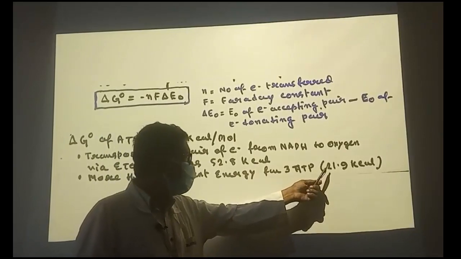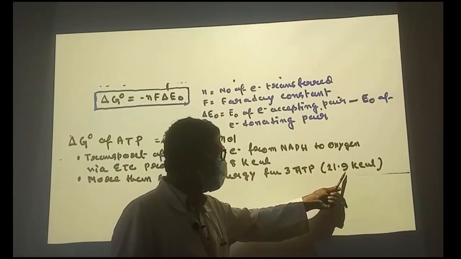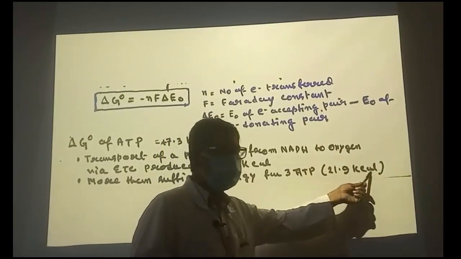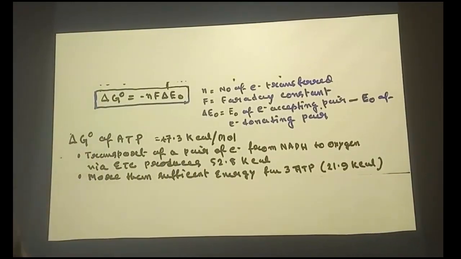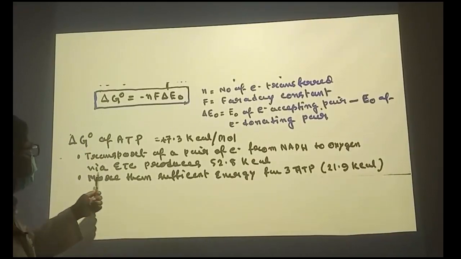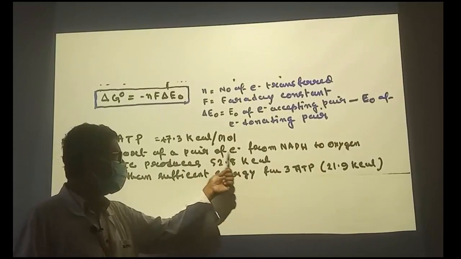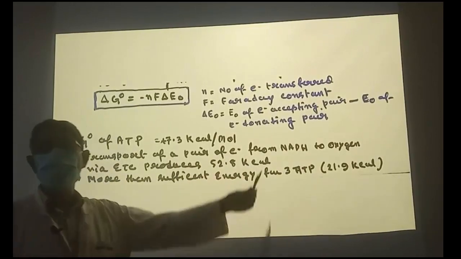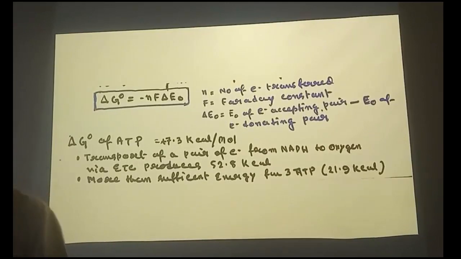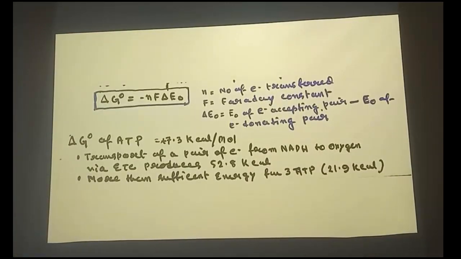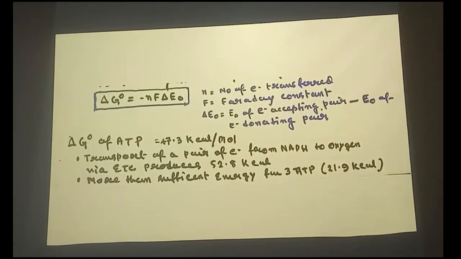So we consider it is 3 ATP, so we can calculate the amount of energy we can capture: almost 22 kilocalories. So out of this much energy released, 52.8 kilocalories, almost more than double, we are capturing only 22 kilocalories. So please keep it in mind, we will discuss it later. Next.